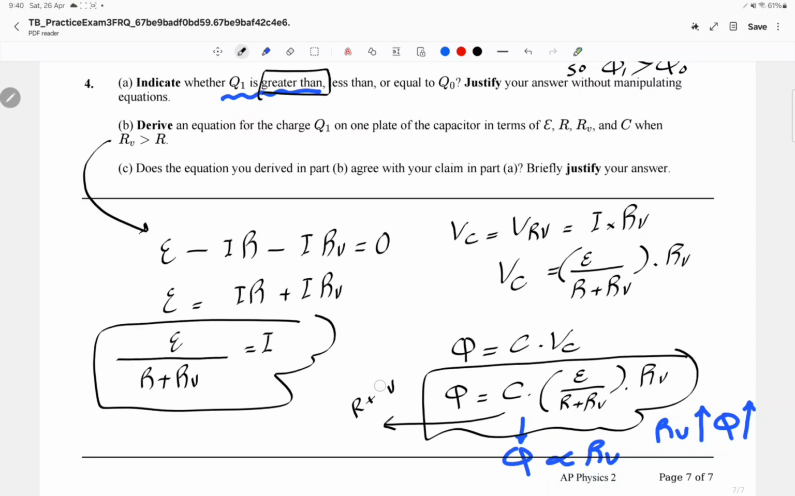Well, actually, wait one second. So just going back for a second. Q is going to be directly proportional to RV over R plus RV. The capital R is not going to change, right? But the RV will change. And RV is by itself in the numerator. That means RV has a bigger impact in the numerator than in the denominator. So if the RV goes up, the Q also goes up. So yeah, it is going to be consistent. It does agree with the claim.